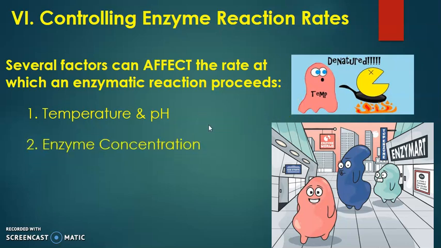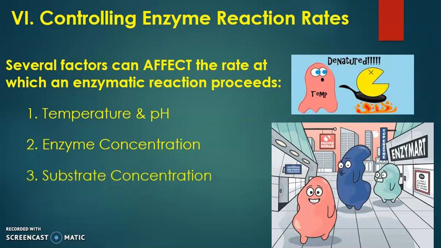The second would be the concentration of the enzyme itself. If you have very little enzyme present but a lot of substrate, you're not going to make a lot of product, so the rate of reaction will be fairly slow. If you increase the amount of enzyme, then the reaction rate will begin to increase over time also.